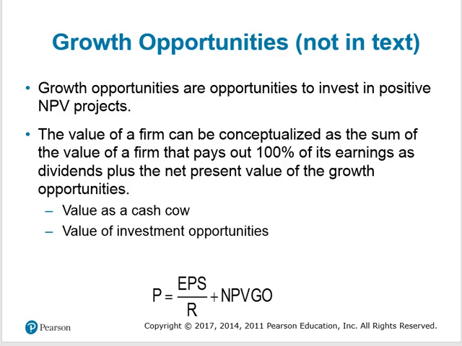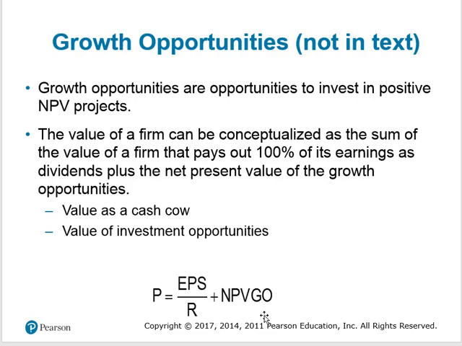There is another technique that's not in your textbook, but I find it kind of appropriate when you're thinking about analyzing company performance. This is what's referred to as the growth opportunity model. So the value of a company can be conceptualized as the sum of the value of a company that pays out 100% of its earnings as dividends, plus the net present value of the growth opportunities of the company. So we have a value as a cash cow, plus the net present value of growth opportunities.